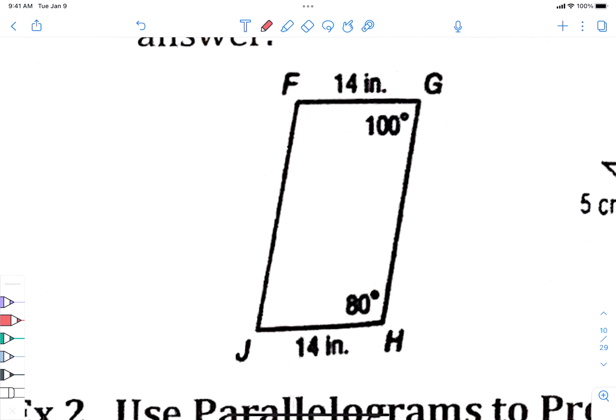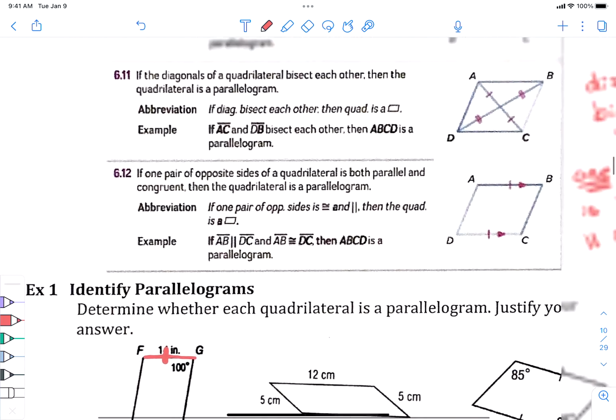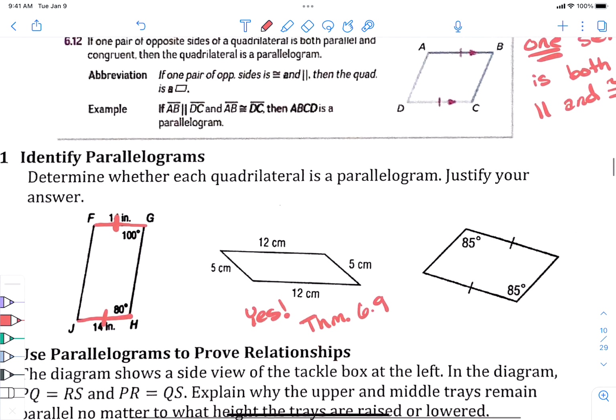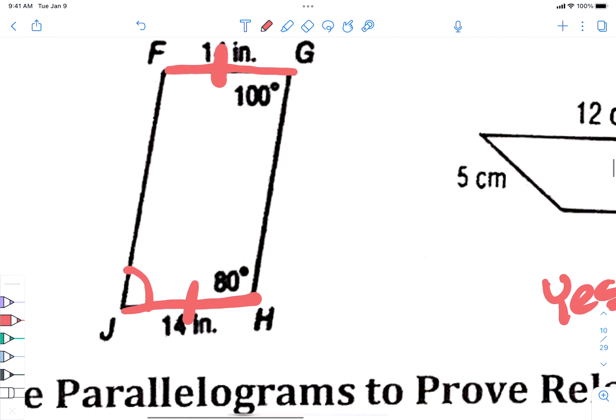Okay, the only thing that I know is that this is 14 inches and this is 14 inches. So I have that side is the same length. I have this going on right here, right? And then I have the 100 and I have the 80. 6.10 was which one? Opposite angles are congruent. Okay, but we don't necessarily know that the opposite ones are congruent. Like, I don't know that this is 100, right? They don't label that. I'm hoping it's 100. Is it 6.9? No, because I only have one set. Which one of those theorems has one set? 6.12. Okay, so here's what 6.12 says.